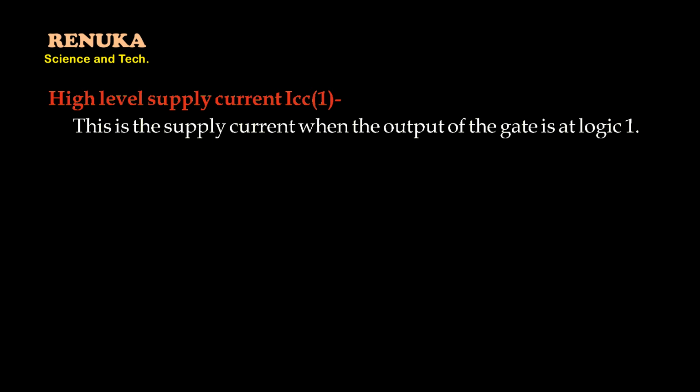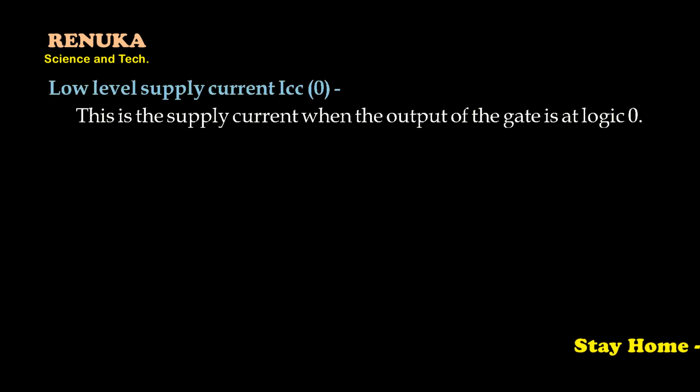That means when this logic circuit or logic gate is connected to the power supply, the current will be supplied by the power supply. If the output of this gate is logic 1, the value of current supplied by the power supply is called the high level supply current, that is ICC for logic 1. If the output of the logic gate is 0, then the current is sinking into the power supply, and it is called the low level power supply current, that is ICC for logic 0. So these were the current and voltage parameters.